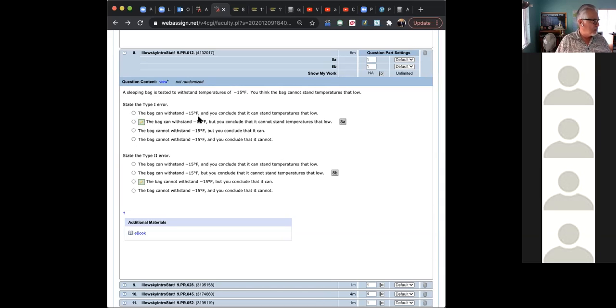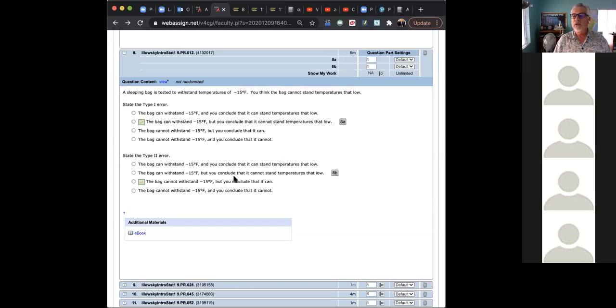That would be assuming that the null hypothesis would be mu, the mean temperature is negative 15 degrees Fahrenheit, against the alternative that it's greater than negative 15 degrees Fahrenheit, right? That's your assumption going in. And the type 1 error would be rejecting that null hypothesis when it's true.